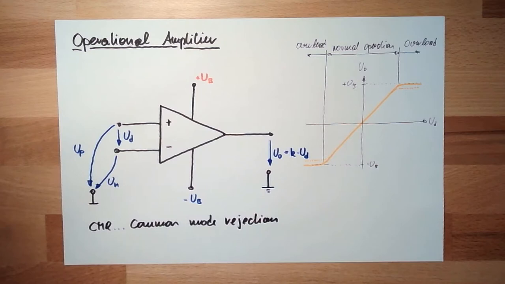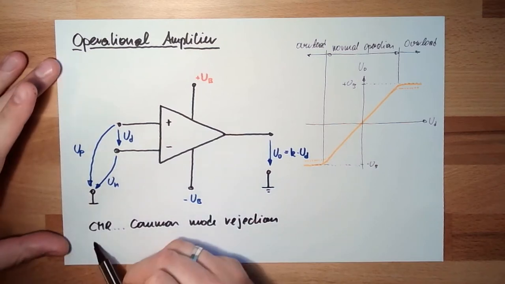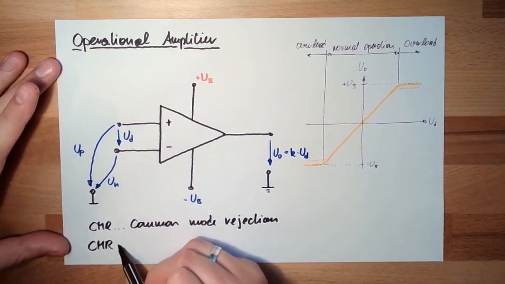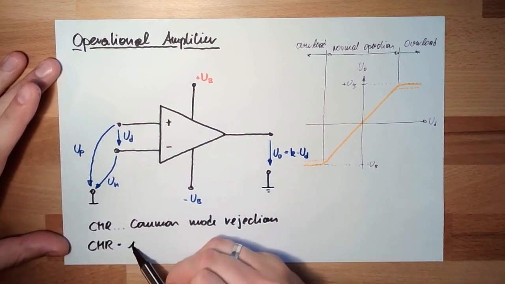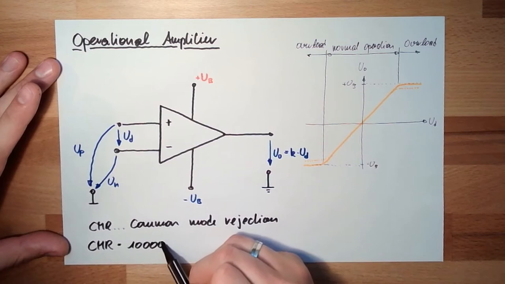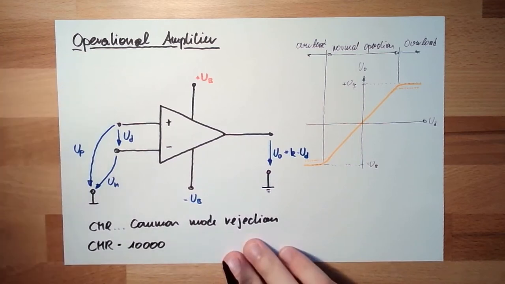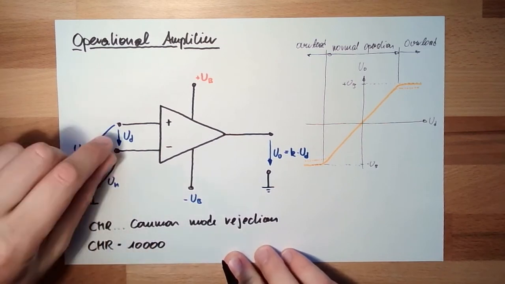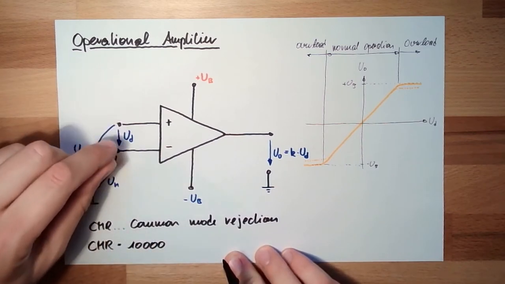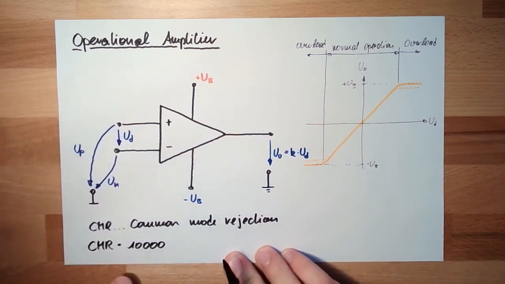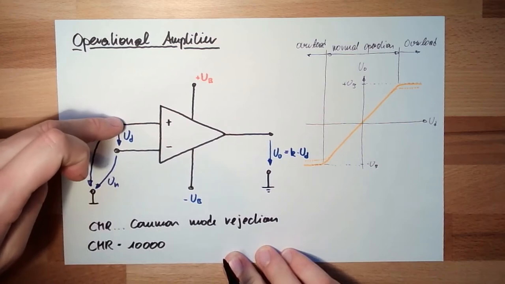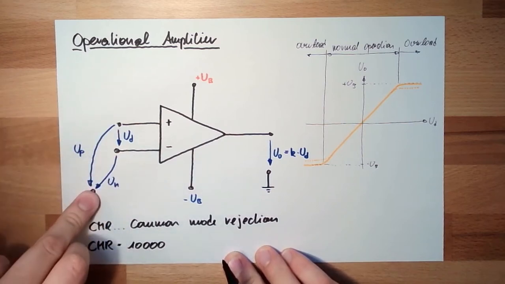They say, okay, CMR is 10,000. This means differential voltages are amplified 10,000 times more than common mode voltages.